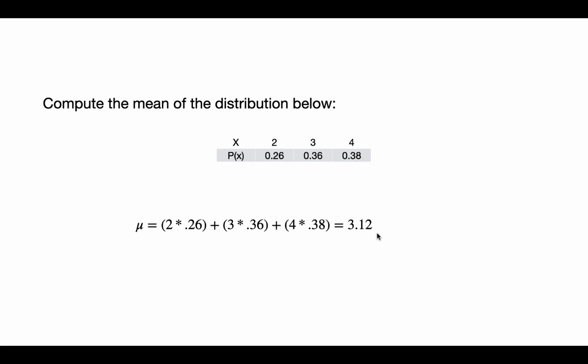And hopefully it makes sense, because this 4 has a probability of 0.38, and this 3 has a probability of 0.26. So probably right in here is the weighted center of the distribution of these random variables, based on these weights.